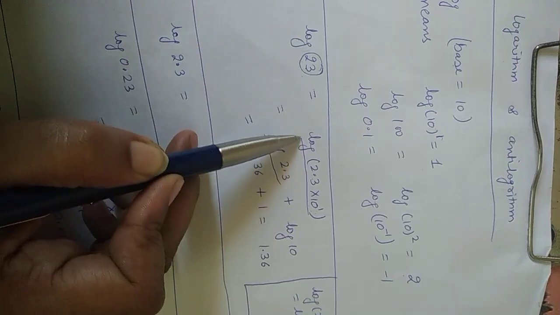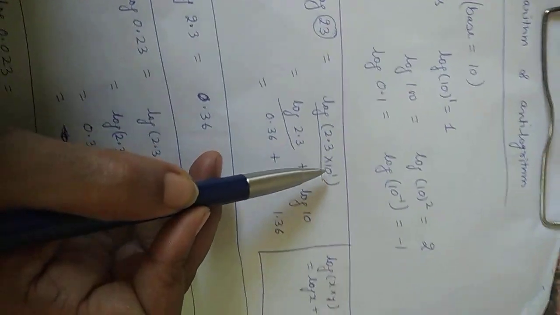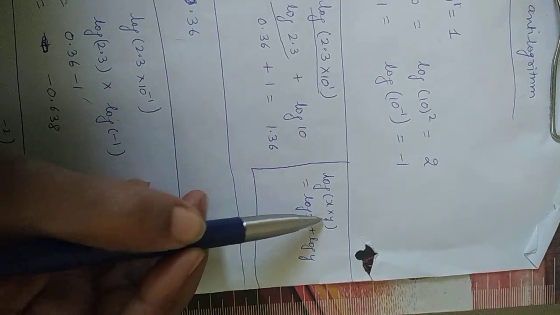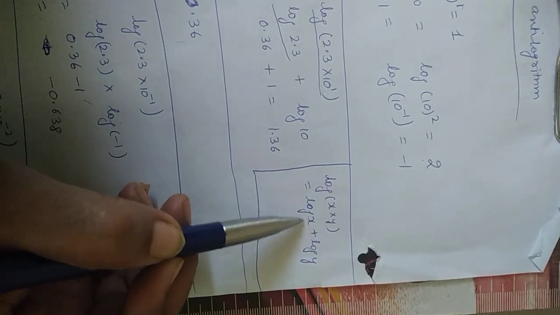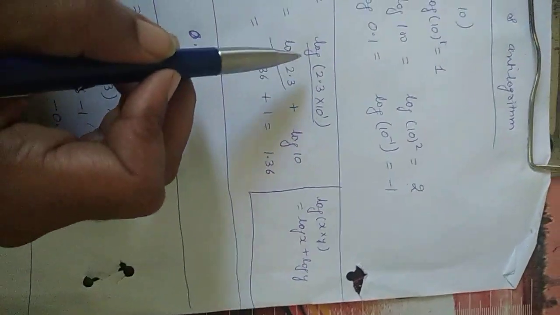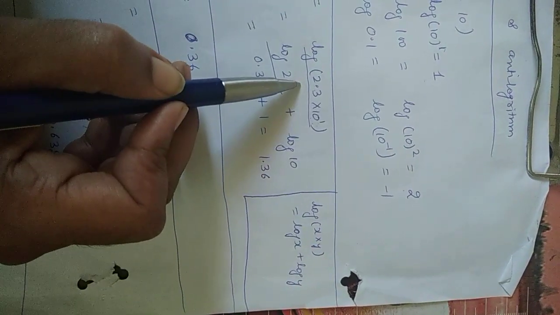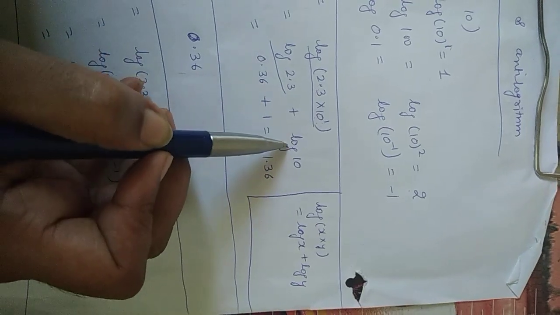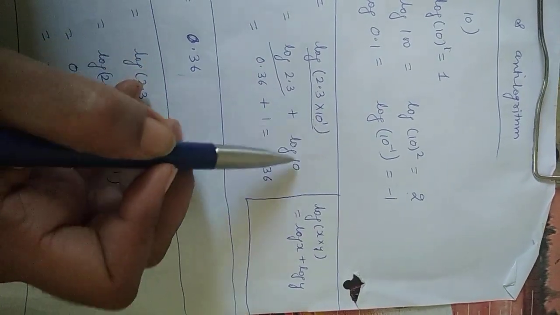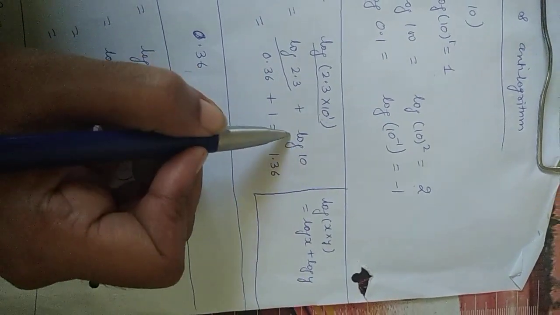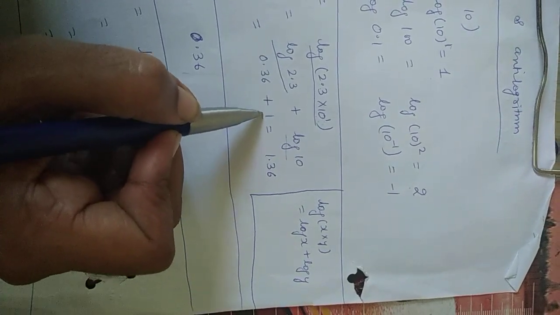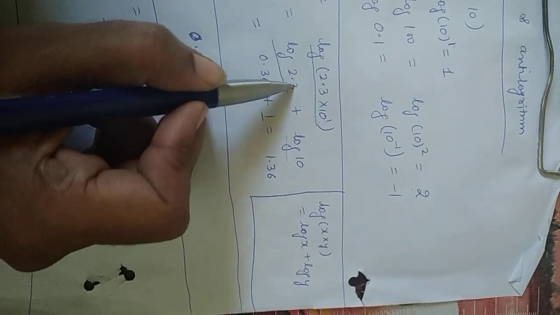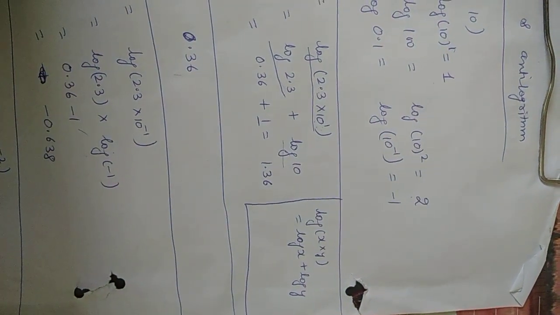Here I have to use a property of log, which is log of x multiplied by y is equal to log of x plus log of y. Using this property, I expand this logarithm as log of 2.3 plus log 10. 10 raised to power 1 is 10. Now log 10, I know the answer will be 1. Let's see how to find log 2.3 using the log table.